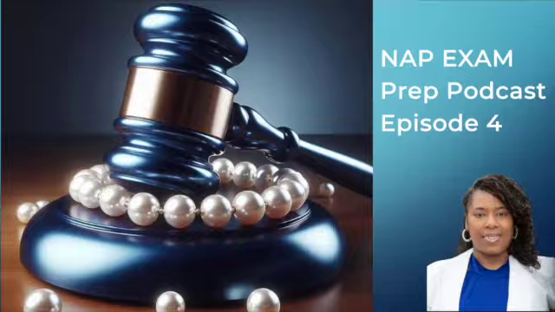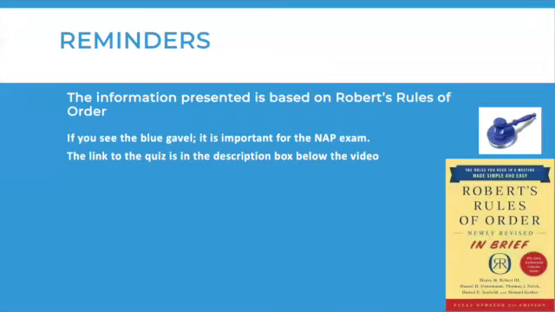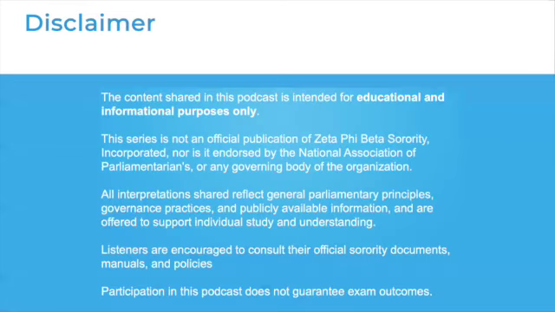So let's get started. This is episode 4. We're covering chapters 7 and 8. Just a few reminders. The information presented is based on Robert's Rules of Order. If you see a blue gavel, it may be important for the NAP exam. And there'll be a link to the quiz in the description box below the video. This is based on Robert's Rules of Order, Newly Revised in Brief, 3rd edition. The disclaimer is posted here. Please review.